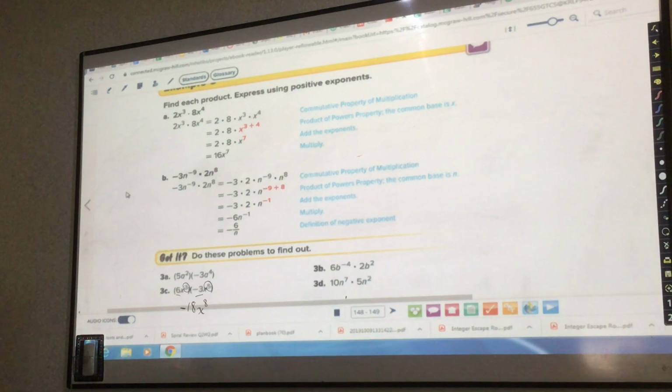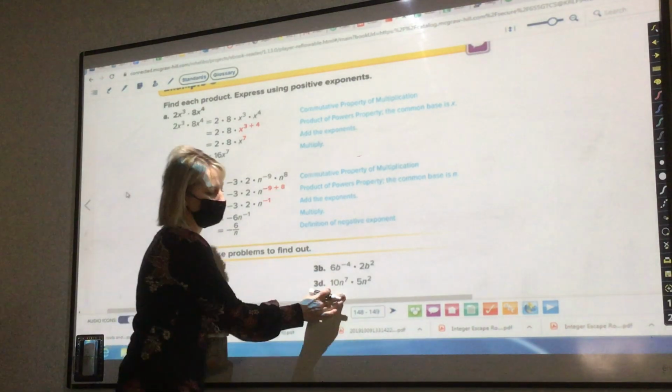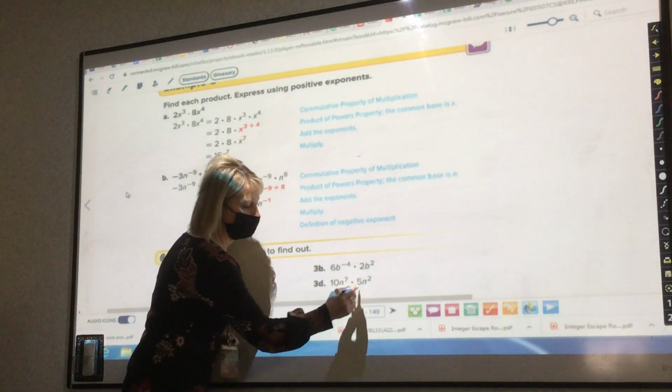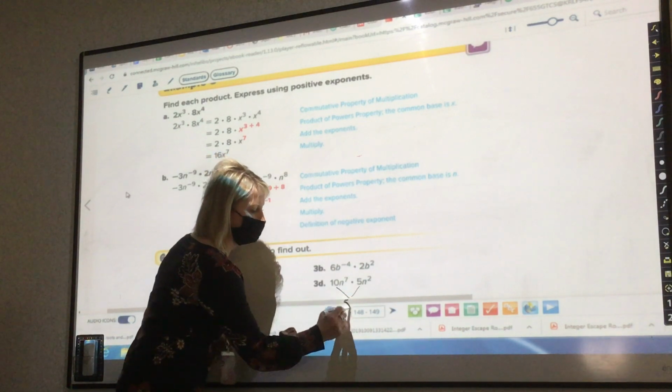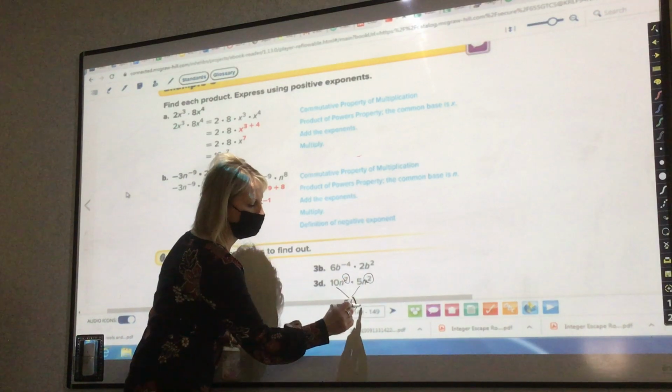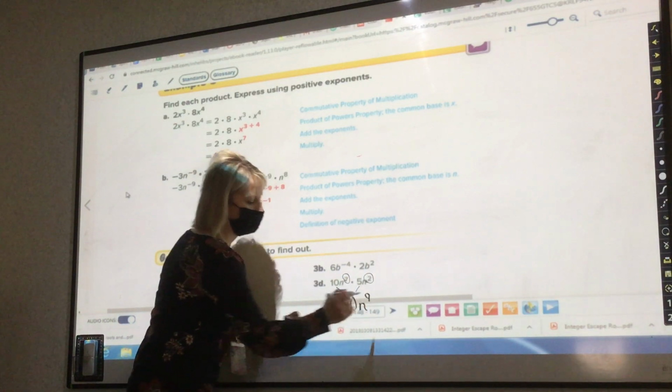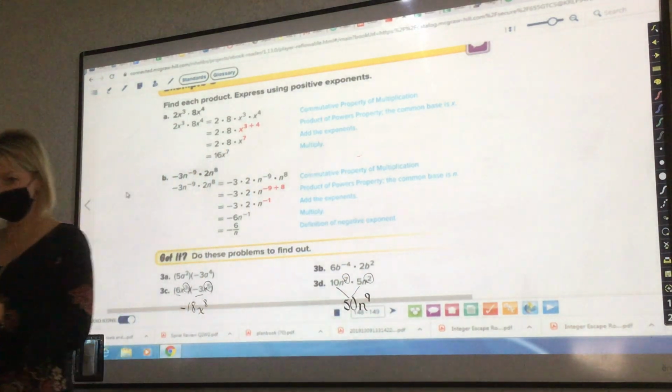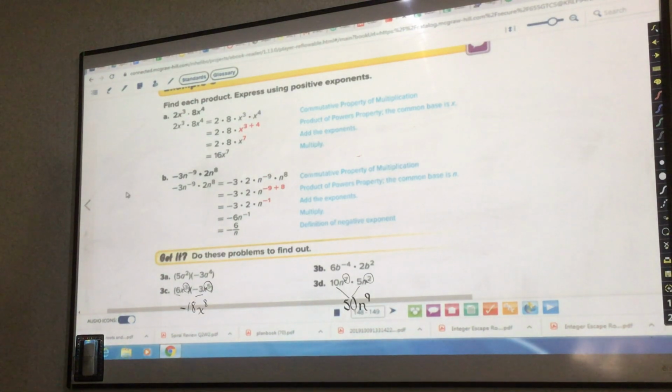I'm seeing people writing down the original problem or bringing down lines to show how we're solving the problem. It's simple to show our work this way. So I see the original problem written on your boards, and then I see a line and a line, because 10 times 5 is 50, and then 7 plus 2 is 9, so you should just have 50 times n to the 9th. Raise your boards if you get that, 50 times n to the 9th.